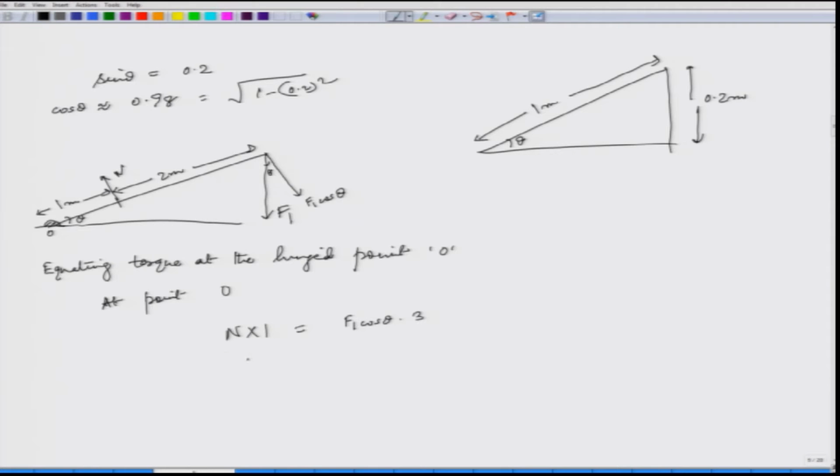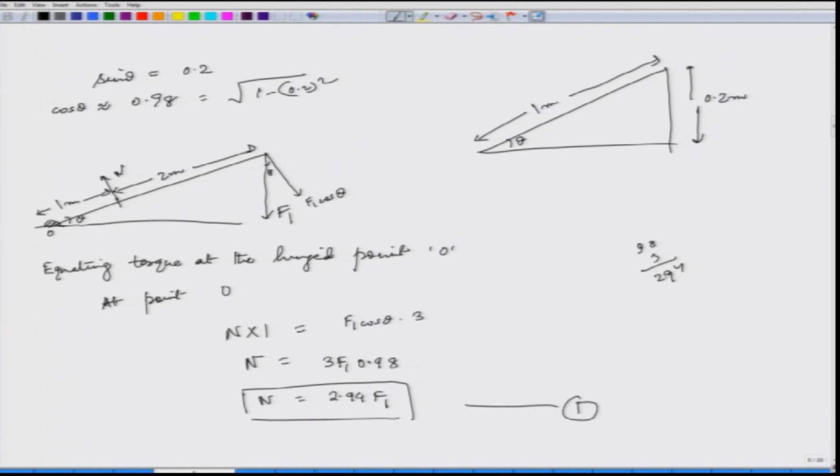And from here we can calculate N, which is given by 3 F1 cos theta, and cos theta is 0.98. So this is nearly equal to 0.98 into 3, 98 into 3 is 2.94. This is 2.94 times F1. So this is the first equation: normal is 2.94 times F1.